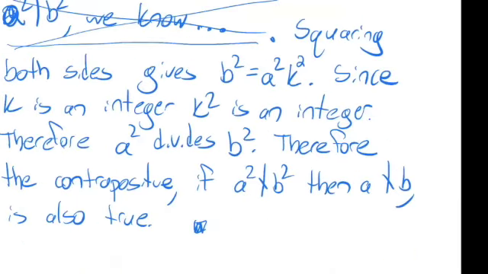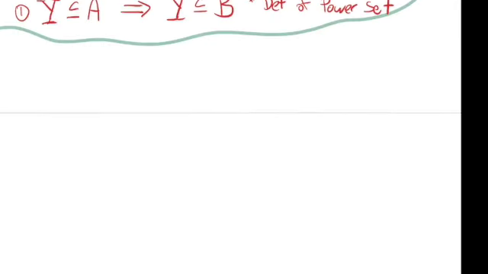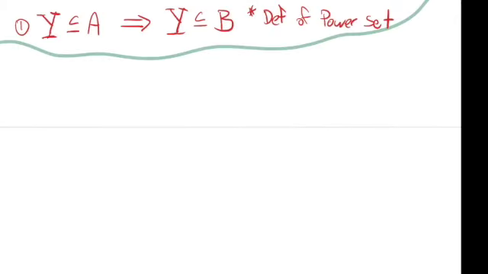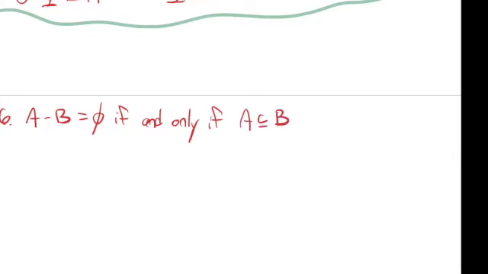So maybe I'll just motivate how you might want to start something like that and leave the details for you to think about. But in 6, it's saying that the set A minus B is equal to the empty set if and only if A is a subset of B.